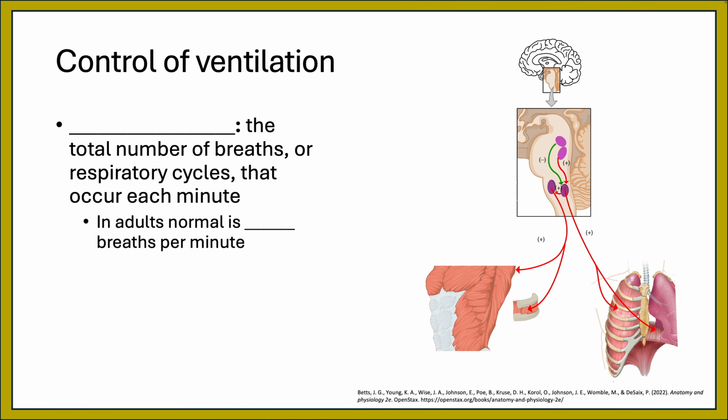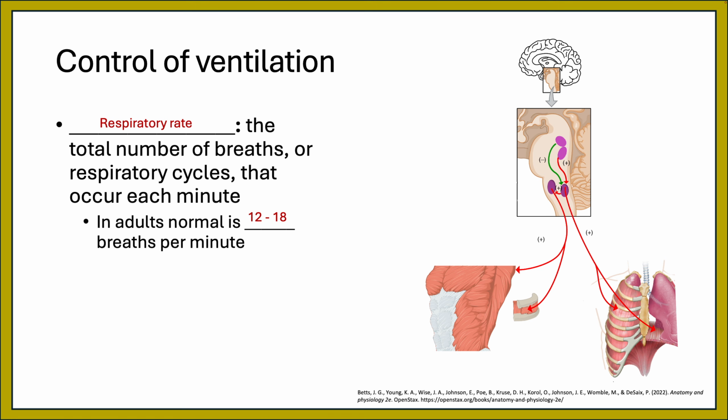So let's start by talking about what respiratory rate is, which is the total number of breaths or respiratory cycles that occur each minute. In adults, it's normal to have about 12 to 18 breaths per minute, but it can vary a little bit. The normal respiratory rate is going to decrease from birth to adolescence.